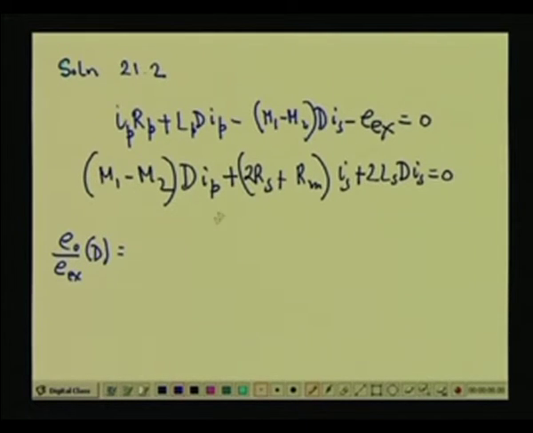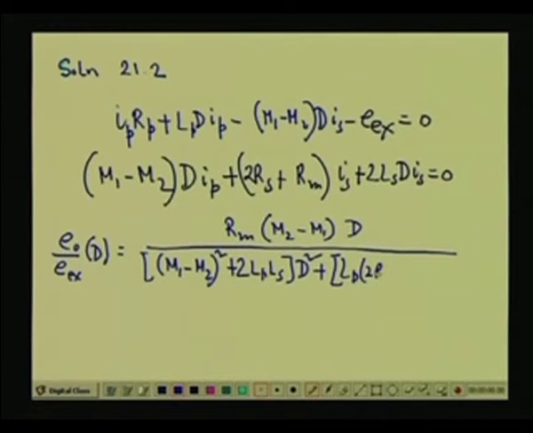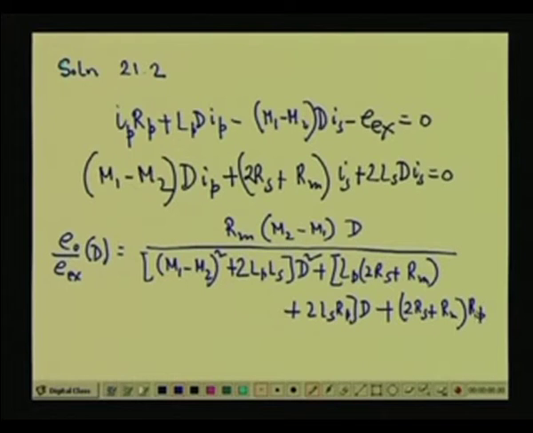E naught by excitation D equals Rm (meter impedance) times (M2 minus M1) D upon ((M1 minus M2) whole square plus 2 LP LS) D square plus (LP (2 RS plus RM) plus 2 LS RP) D plus (2 RS plus RM) RP, right. Let us take a new page.